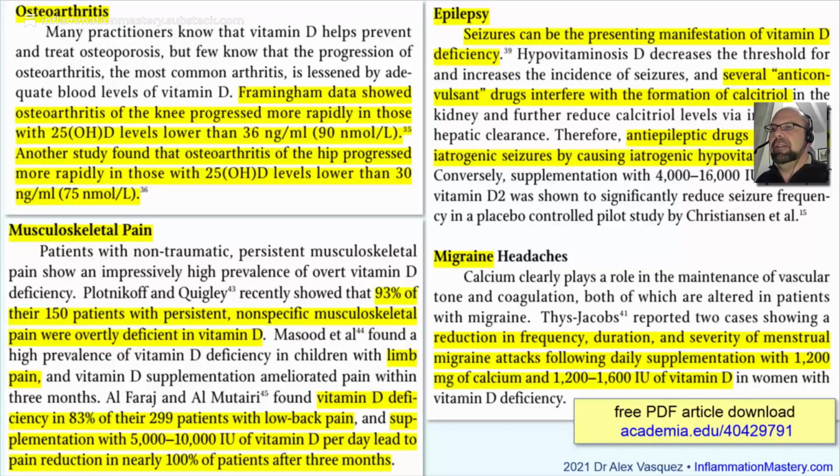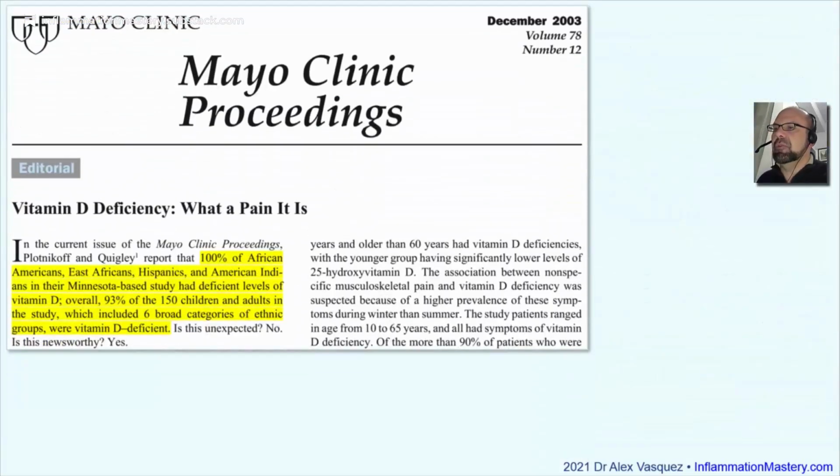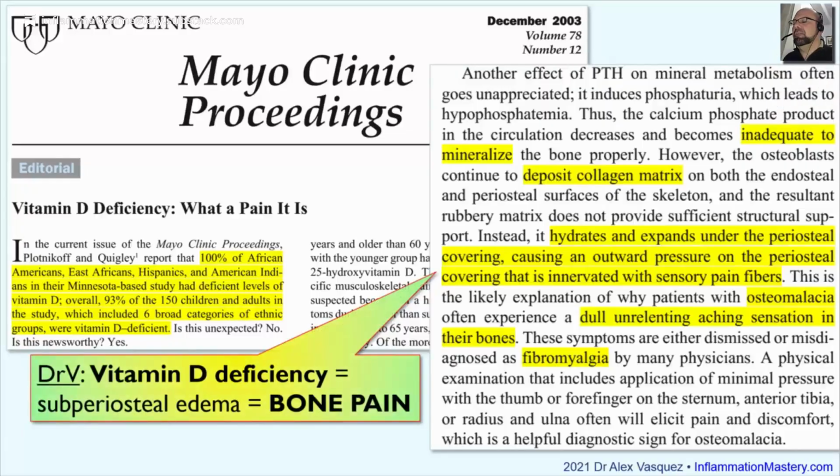Now let's look at some details from a journal that I'm sure most of you will respect called Mayo Clinic Proceedings. This was published in 2003. Vitamin D deficiency, what a pain it is. And here, Dr. Michael Holick does a great expert level job of describing how vitamin D deficiency causes chronic skeletal pain. And what it comes down to is basically this.